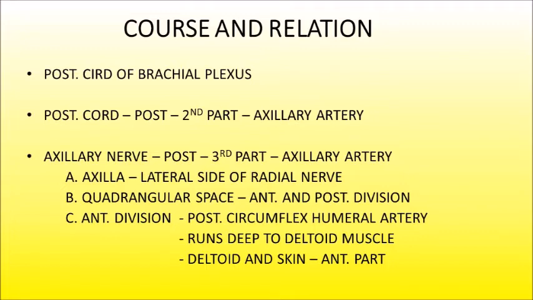The anterior division is accompanied by the posterior circumflex humeral artery, which is a branch of the third part of the axillary artery, and it runs deep to the deltoid muscle and supplies the deltoid and the skin over the anterior part of the deltoid muscle.